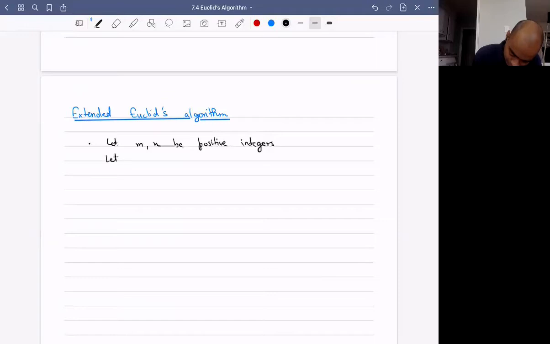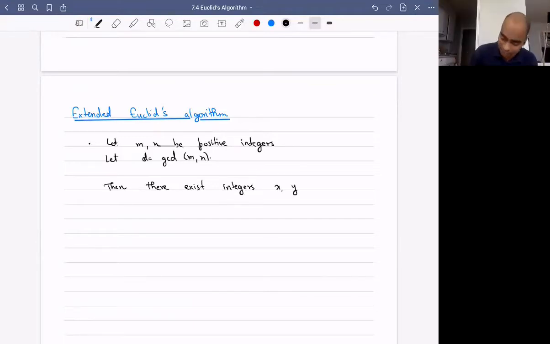And let D be their GCD. Then it turns out that there exist integers x and y (x and y can be negative) such that D is equal to m times x plus n times y. That is, I can write the GCD as a linear combination of the two numbers where all the numbers involved are integers. This is highly non-trivial.